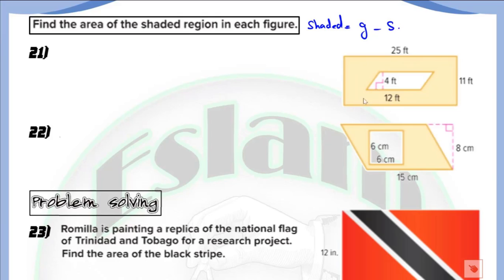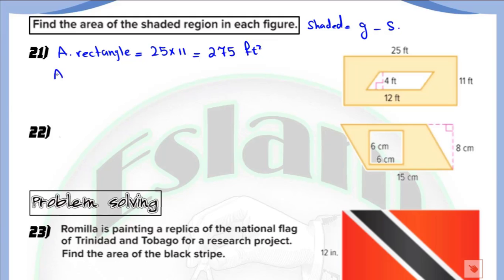The greatest now will be a rectangle. We know that the area of a rectangle equals length multiplied by width. The length now will be equal to 25 and the width will be equal to 11. By multiplying, you will find that the answer will be equal to 175 square units.